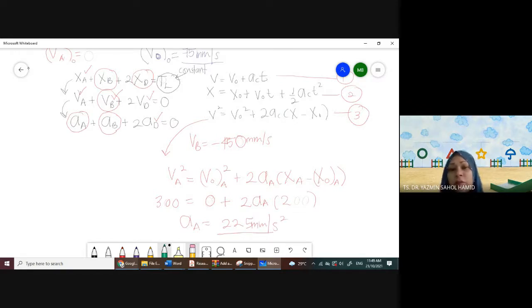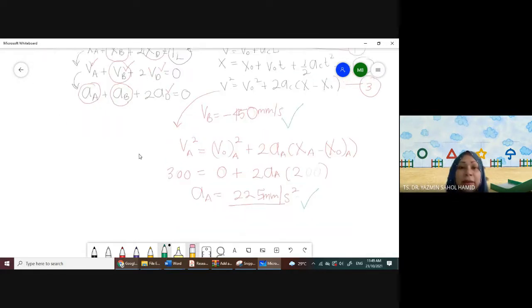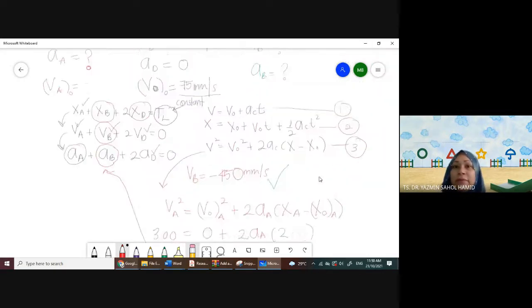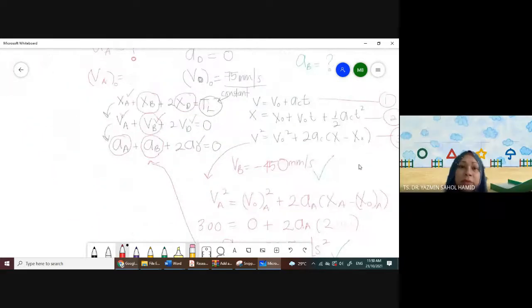So you've got the velocity of B, you got the acceleration at A, so it means you can find the acceleration at B, right? Can you find me now the acceleration at B? Yes. Okay. So what will be the answer for acceleration at B? All you need to do is put it in this equation. A is 225 plus acceleration at B plus 2 and acceleration at D. And what is the acceleration at D? 0. Yes, this one is 0.